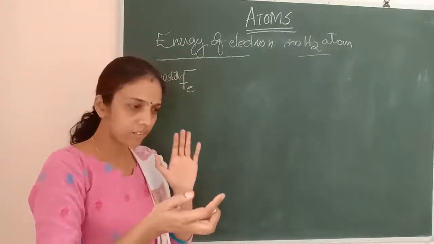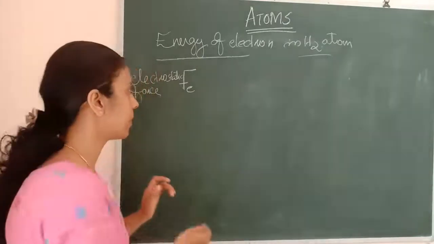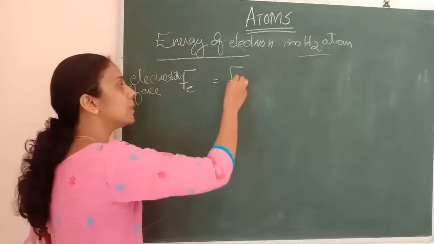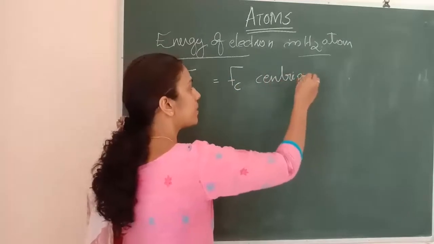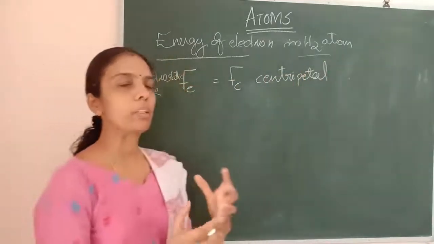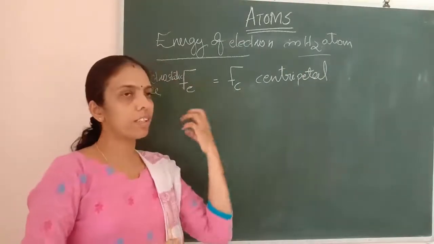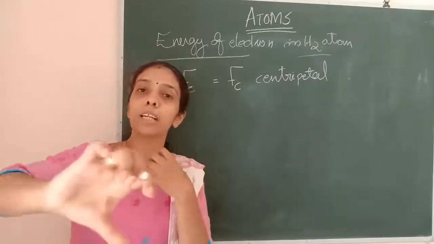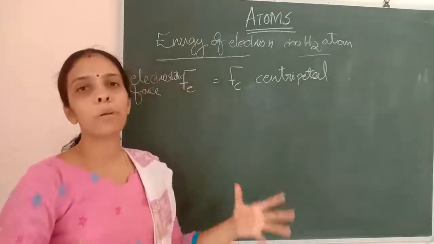Then why is the electron not coming closer to the nucleus? Because it will be compensated by the centripetal force. Then why is the distance not changing? Because if the electron is trying to move out, this centripetal force will be attracting it towards the center of the nucleus. So both will balance each other.